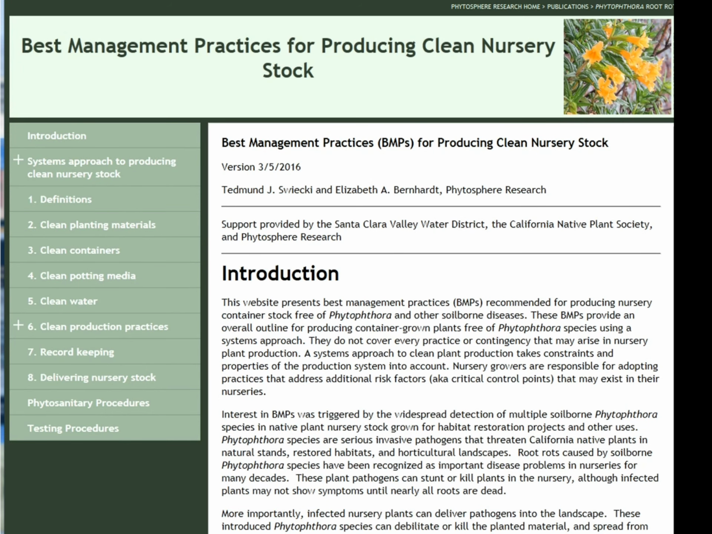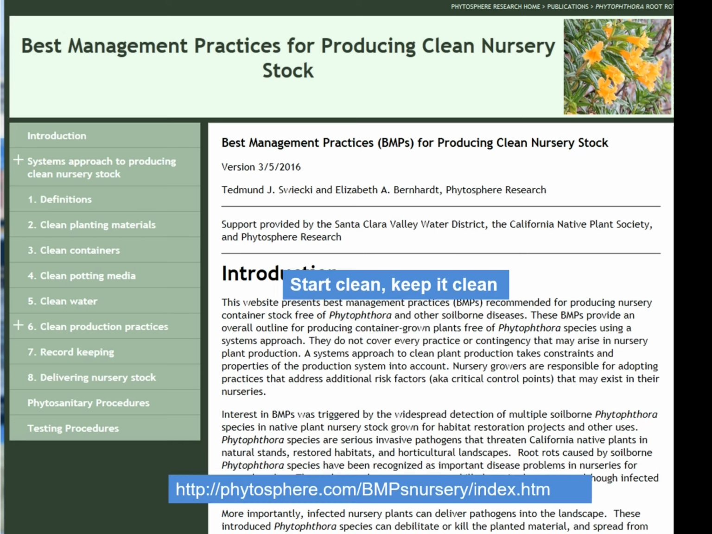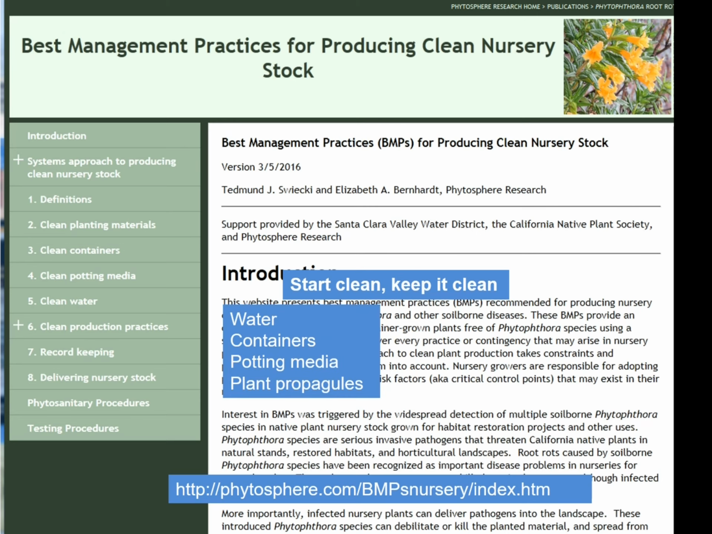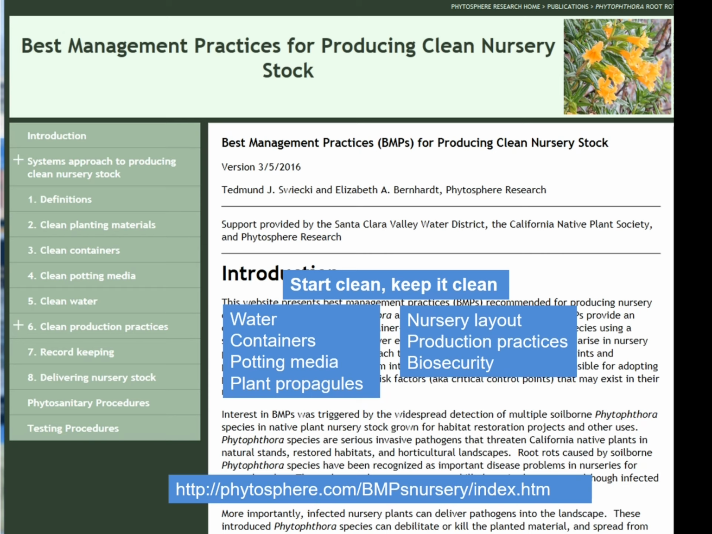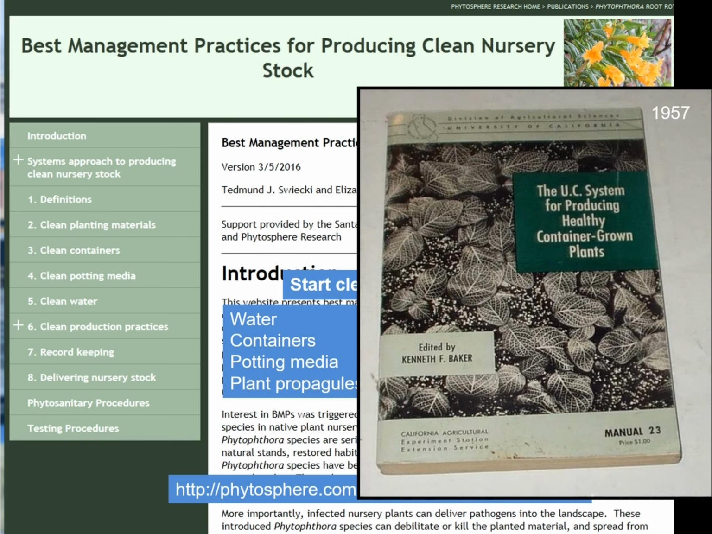nursery. We have a copy of these best management practices up on our website, and really they're based off of the principle that if you start clean and keep it clean, you do not have the pathogen. You start clean by making sure that all the inputs don't have Phytophthora, that they're clean to begin with, and then your practices are what keep it clean, making sure that you don't introduce contamination into the nursery later on. And all these principles are really set forth in Manual 23, the Ken Baker UC system handbook that was produced in 1957. The principles are well known, just not widely implemented. And we're trying to make it easier for people to implement these and understand what they're doing.